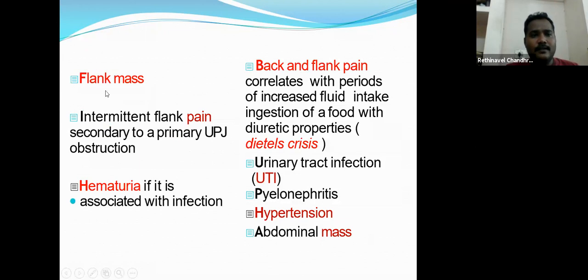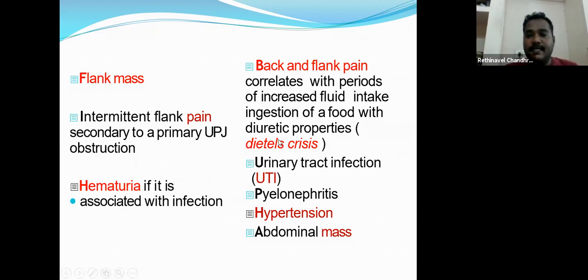Other presentations are flank mass, intermittent flank pain, and hematuria. These are presented by older children and adults. Adults usually present with intermittent, on and off flank pain. Sometimes there will be a palpable flank mass. Sometimes the patient will present with hematuria. Why does this hematuria occur? The collecting system will usually be dilated. As a result of dilatation, the mucosal capillary vessels will break and bleed, so there will be a thin hematuria.